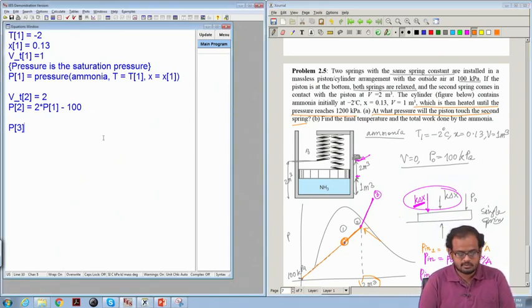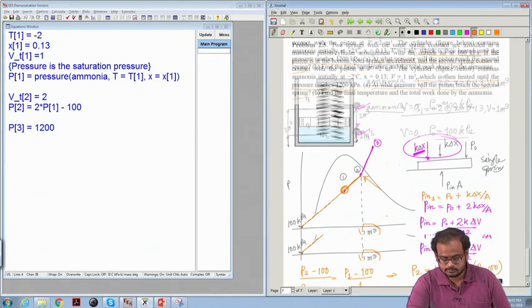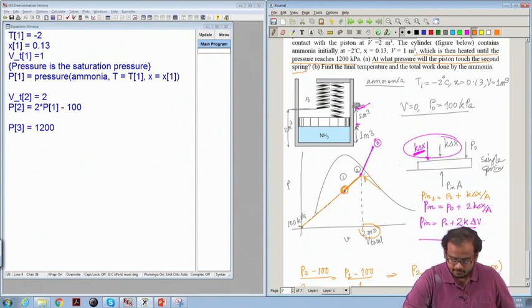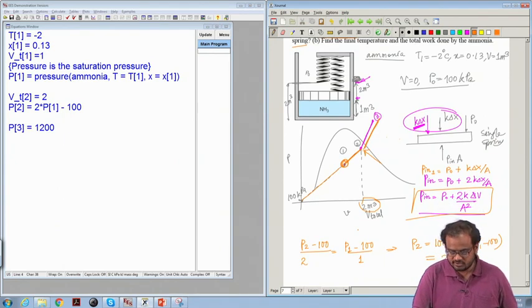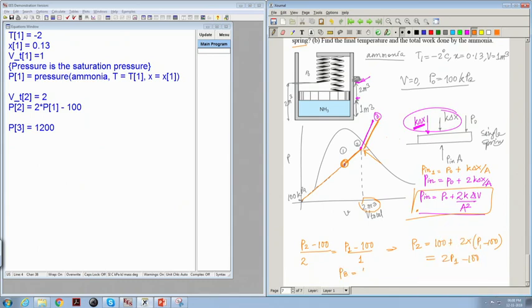P3 is 1200 kilopascal. Okay. So, from points 2 to 3, this is the equation that we have. Essentially, when we write this down in terms of the actual process parameters, P3 should be equal to P2 plus 2k by A square times V3 minus V2.